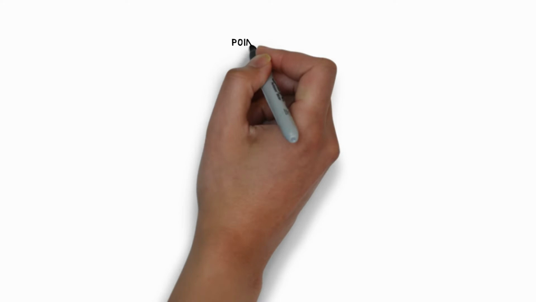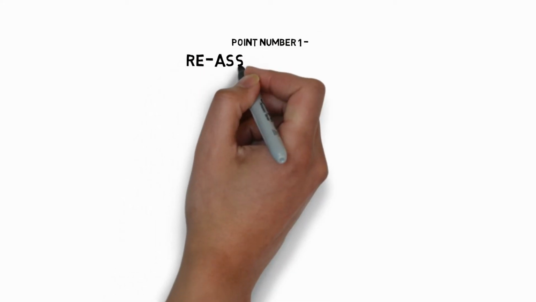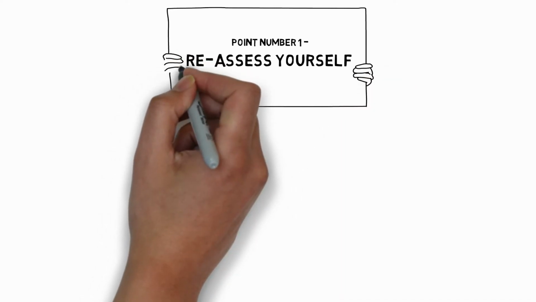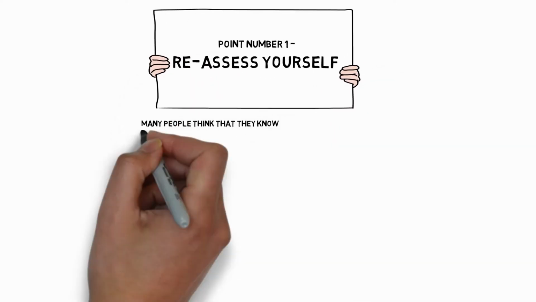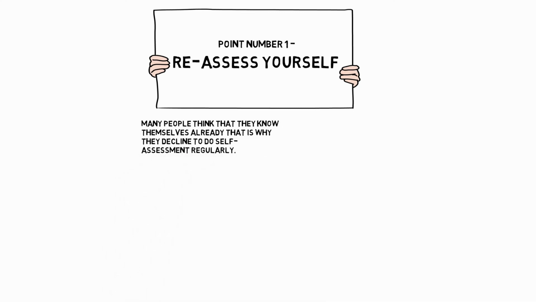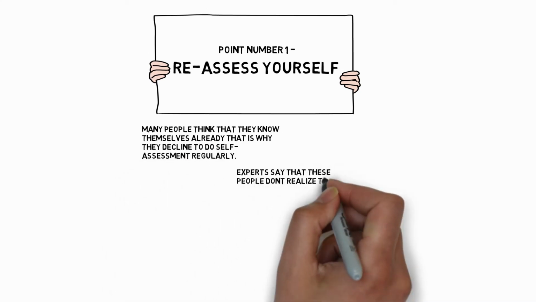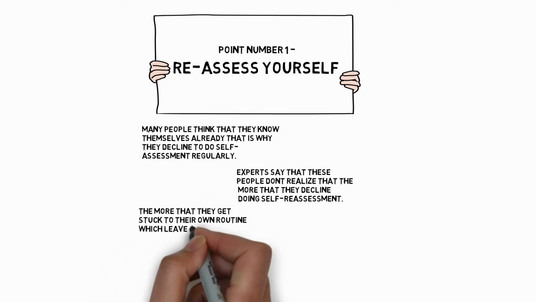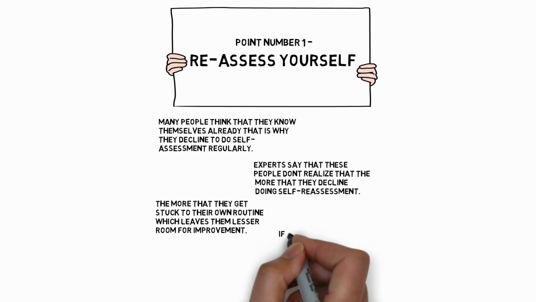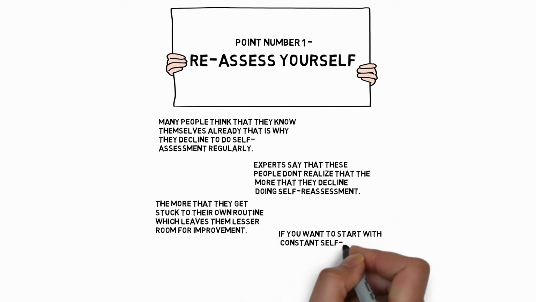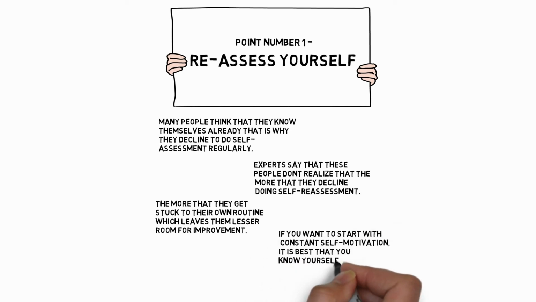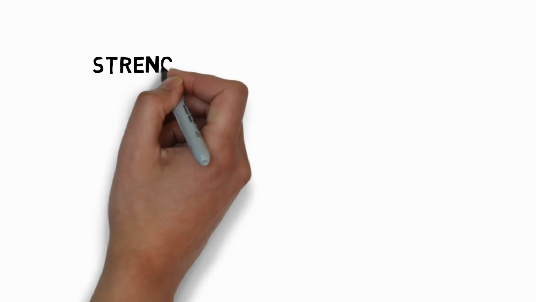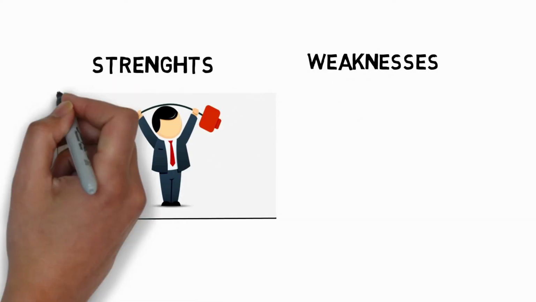So number 1 is reassess yourself. Many people think that they know themselves already, and that is why they decline to do self-assessment regularly. Experts say that these people don't realize that the more they decline doing self-reassessment, the more they get stuck to their own routine, which leaves them lesser room for improvement. If you want to start with constant self-motivation, it is best that you know yourself very well. If you know yourself well, you will know your weaknesses as well as your strengths.